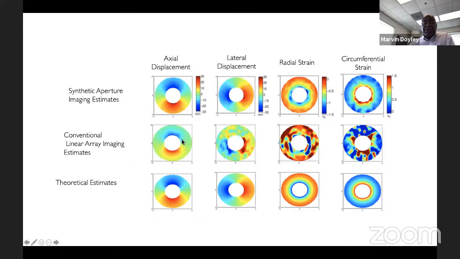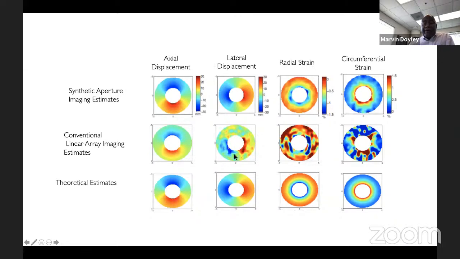Now, this is what we measure. We can measure the radial, axial displacement very, very well. The lateral component, we do a lousy job. So when you do the coordinate transformation, this is what the radial strain would look like, and this is what the circumferential strain would look like. Total garbage. So we tried to tackle this problem first. The goal, and we had 2 PhD students working on this, is to figure out how can we make this better?